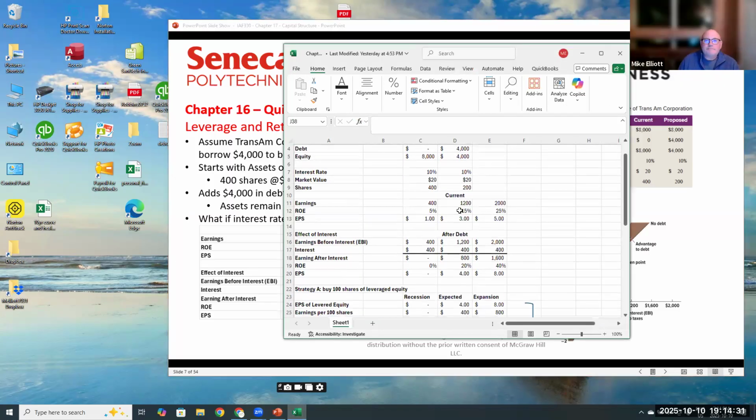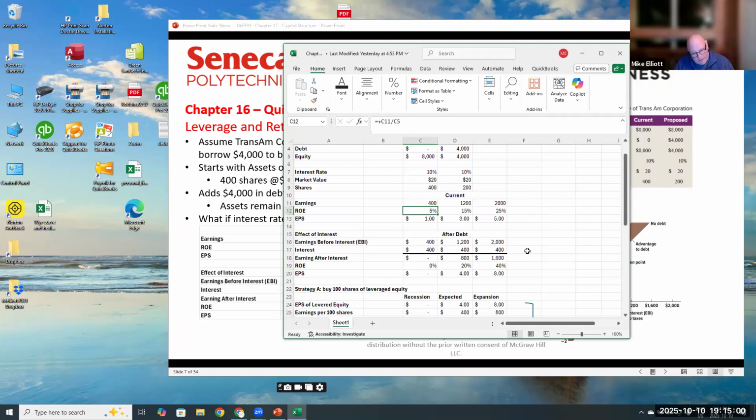Here we are. We have a return on equity of $400 divided by 8,000 in equity. 5% return on equity. $1,200 divided by 8,000, 15% equity. 2,000 divided by 8,000, 25% equity. Now we're going to add the debt.